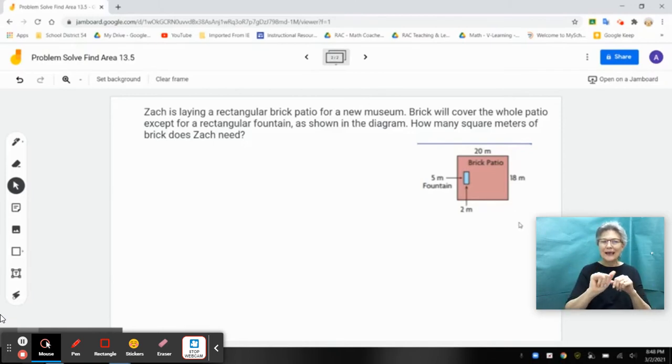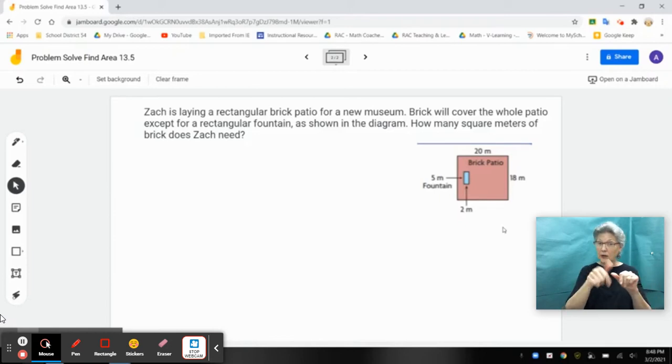Well, what are we trying to find out? How many square meters of brick Zach needs? Exactly. We need to find the area of the patio that will be covered by brick. Is there any area that won't be covered by brick? Absolutely, you're right. In the problem, it tells us that the fountain area will not be covered by brick.